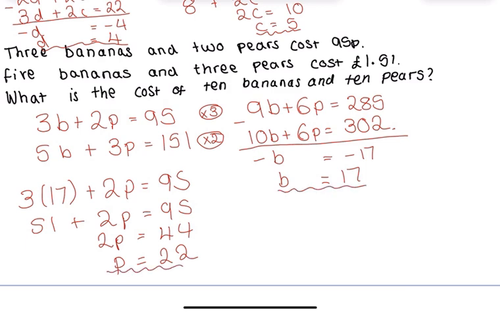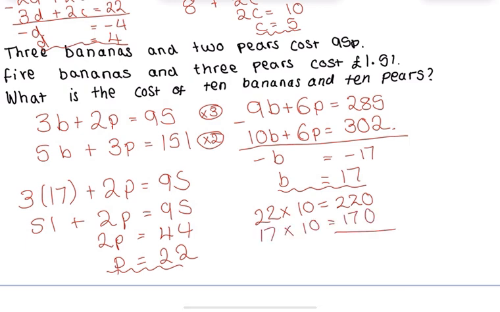So that's the cost of both those, but that wasn't our question. It says, what is the cost of 10 bananas and 10 pears? Well, 10 lots of 22 is 220. 17 lots of 10 is 170. If I add those together to work out the total cost, I'm going to get 390 pence, or £3.90. So hopefully that's helped you understand how we can use our knowledge of simultaneous equations to answer worded questions like this.